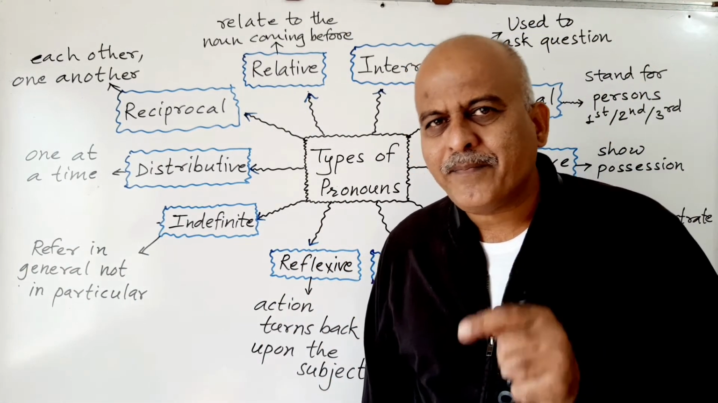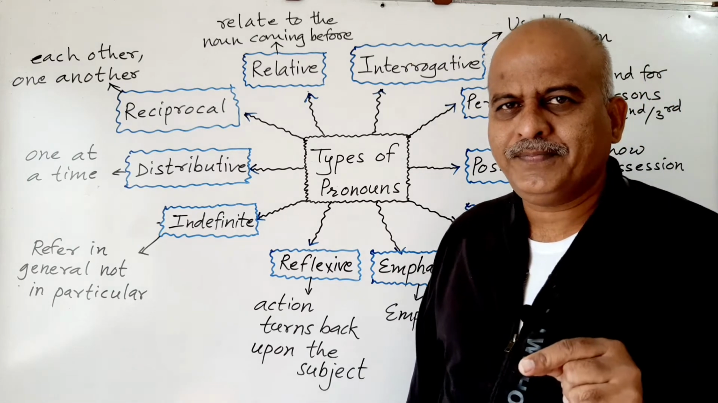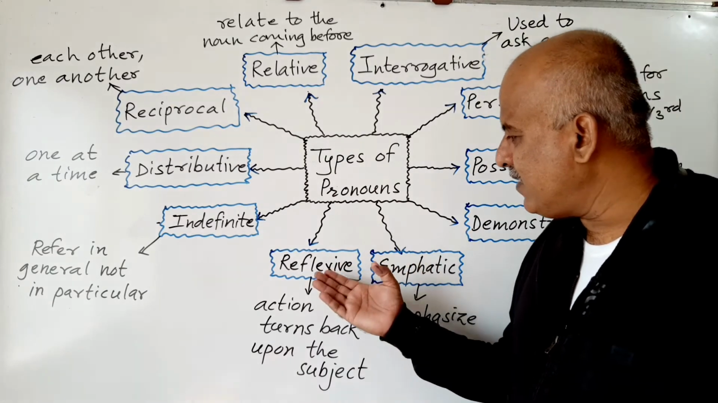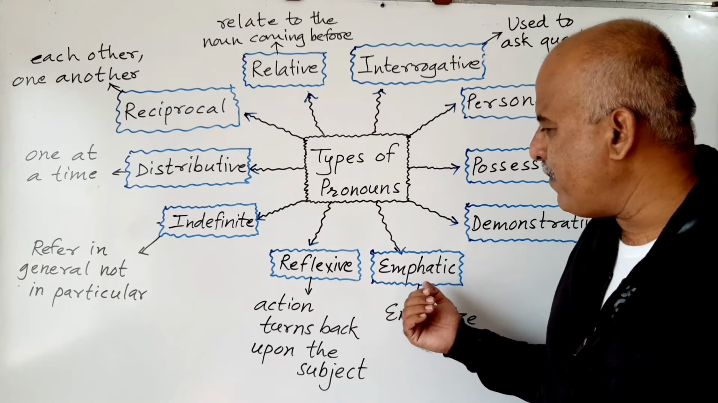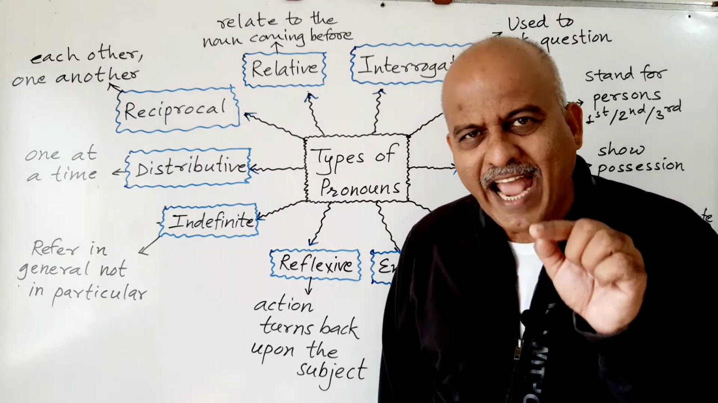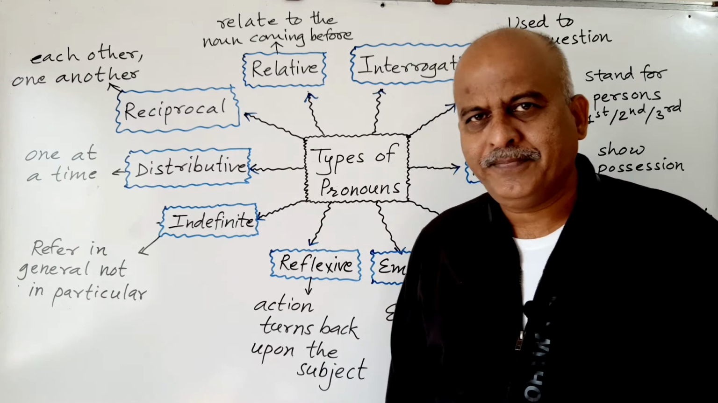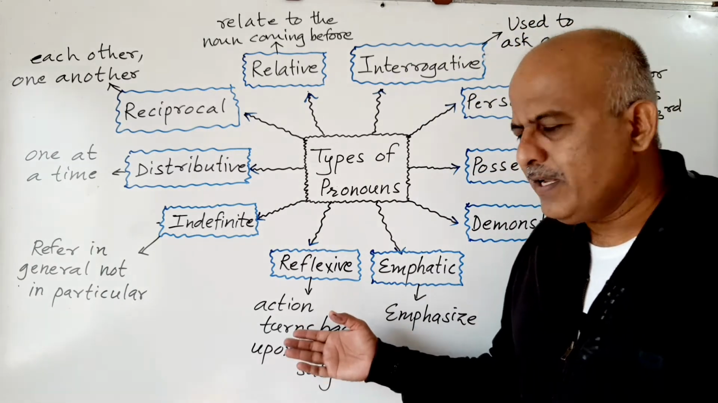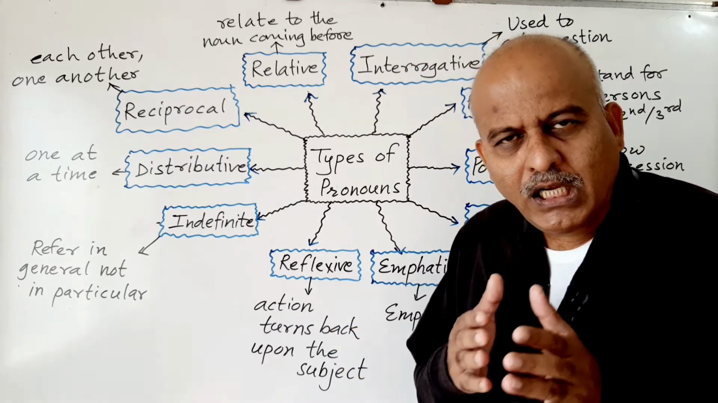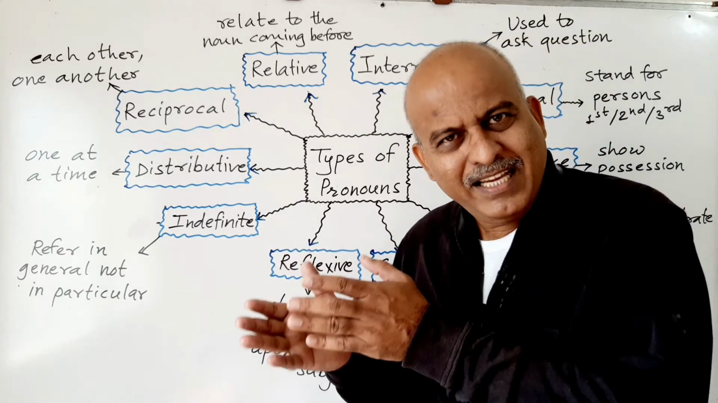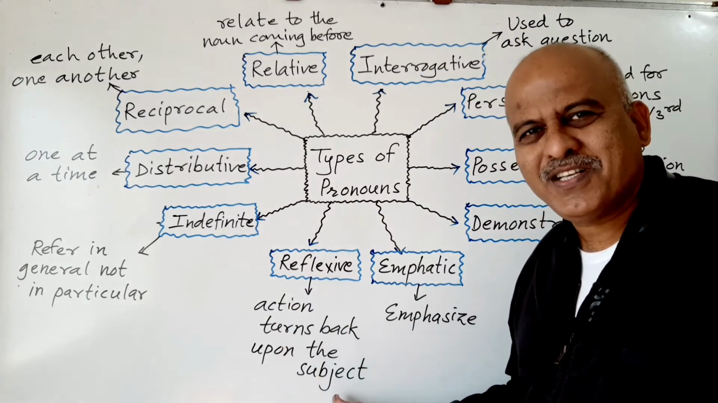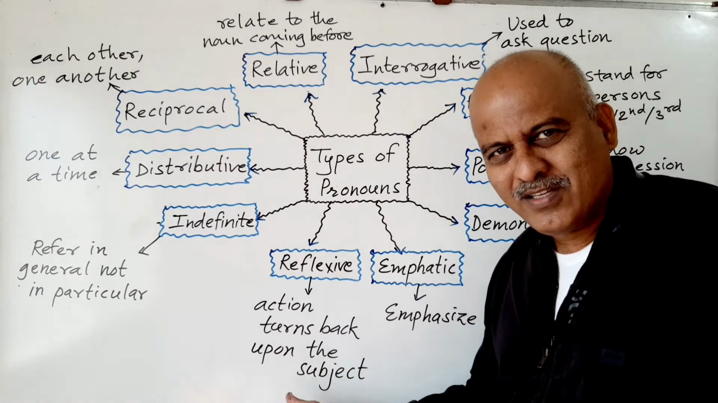Pronouns are the same, but their use decides whether it is a reflexive pronoun or an emphatic pronoun. If the subject and object of an action is the same, then it is a reflexive pronoun. For example, he hurt himself. Who is the subject? He. And who is the object? He himself. He hurt himself. The action turns back upon the subject.